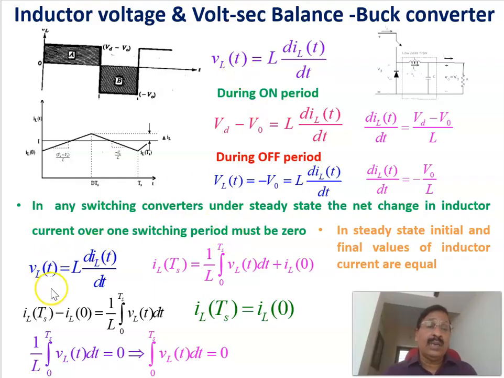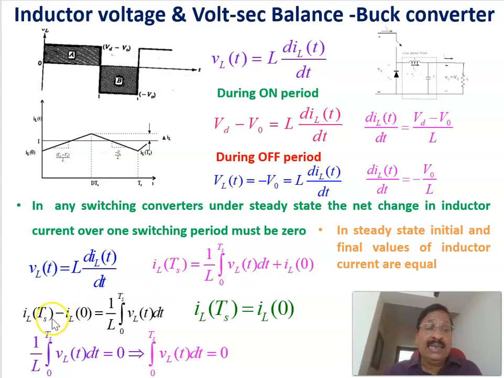Now again coming back to the voltage across the inductor, VL(t) is equal to L dIL by dt. Already we know that equation. From this equation, if you calculate the current IL at Ts, it is equal to 1 by L integral 0 to Ts VL dt, that is, integrating this, plus the initial value of the current. That is, as per the equation, IL at Ts equals this.